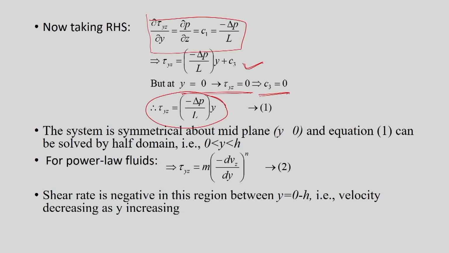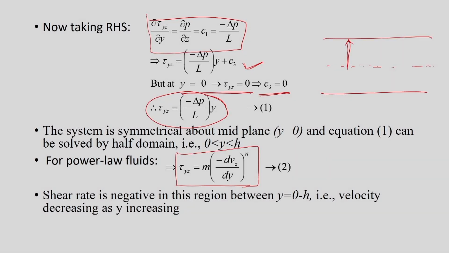But we need to find the velocity profile for the power law fluid as well as the Bingham plastic fluid. So first we take the power law fluid. If the power law fluid is existing, then we have τ_yz equals m times (minus dv_z/dy) whole power n. Why have we taken minus here? Because between the two plates, the velocity decreases with increasing y. As y increases, the velocity decreases. So this is zero velocity, and at the center it has some maximum velocity. That is the reason we have taken minus dv_z/dy.